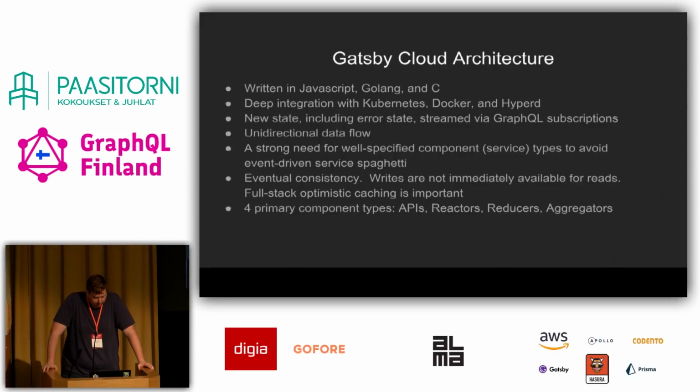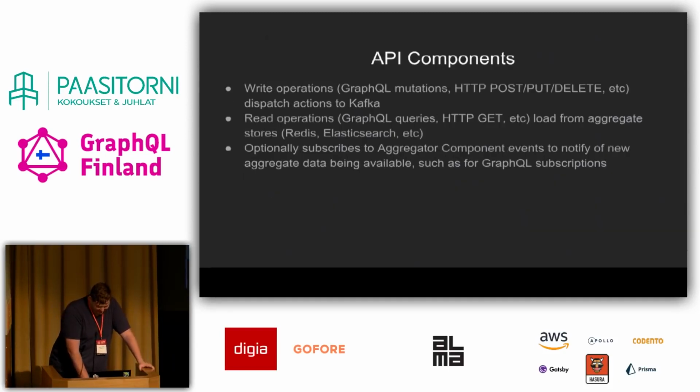The architecture around this is all unidirectional, kind of like Flux, in that when you write a mutation, it cycles around through your reactors and other components that I'll talk about in a moment. There are 4 primary components: API components, Reactor components, reducers, and aggregators. So this talk is about how we're using subscriptions to solve this problem. It's not so much how to make subscriptions easier. Just a little bit of clarification.